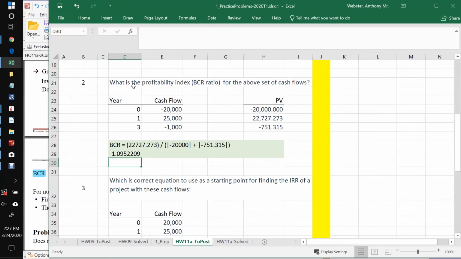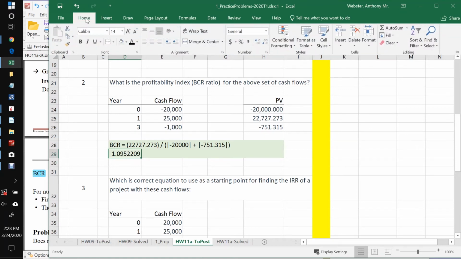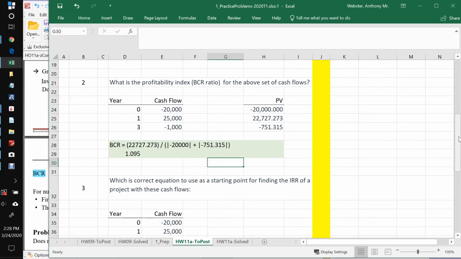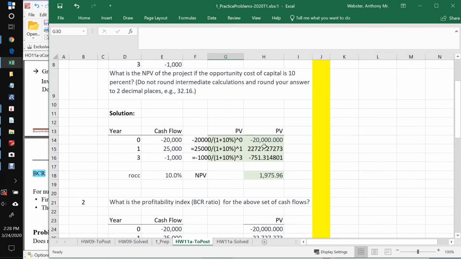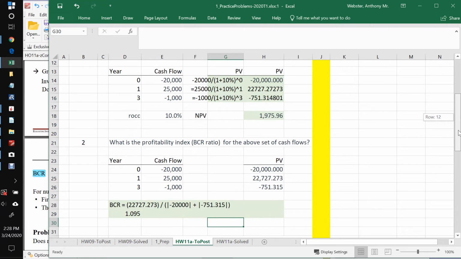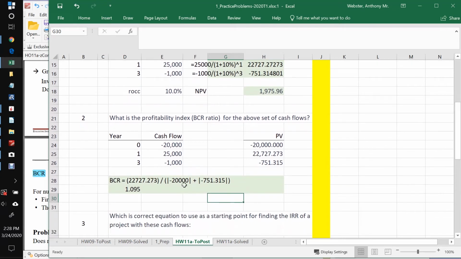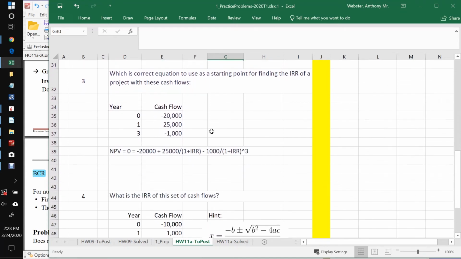1.095. And clearly, if this were in Canvas, I'd want to say, do not round and represent your number to, say, 2 decimal places or 3 decimal places. Let's say 3, so that would bring us to 1.095. Okay, so there it is, to 3 decimal places. So the nice thing about the BCR is once you have the NPV done, and if you remembered along the way what you did, you can just literally rearrange the present values to get your ratio, and you're done. So you don't have to start from scratch. Okay, let's do another one.